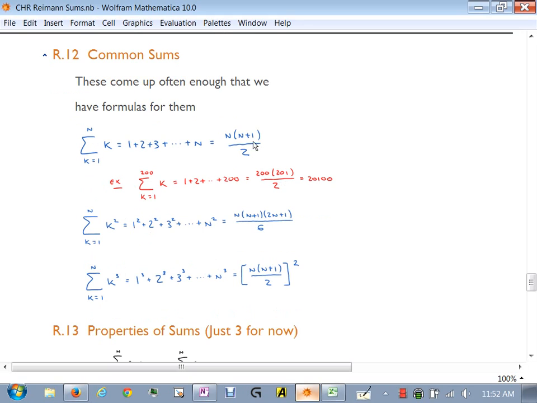So look at that first formula up here. The sum k equals 1 to n of k. So this is 1 plus 2 plus 3 plus 4 plus 5 all the way out to n, and then add those up, and what do you get?